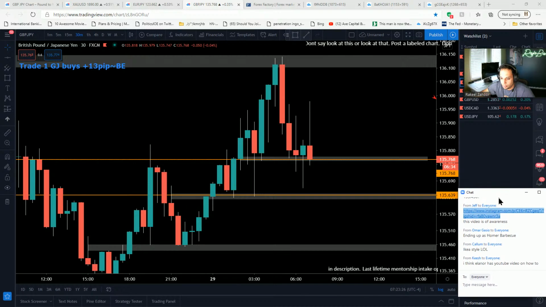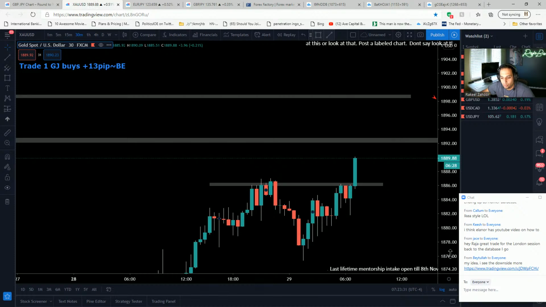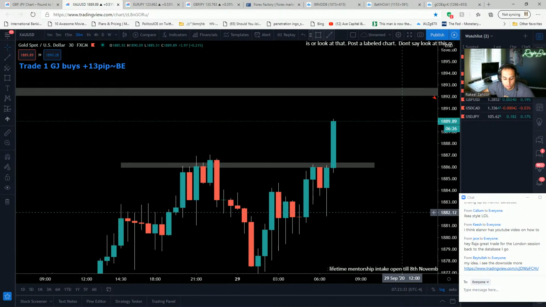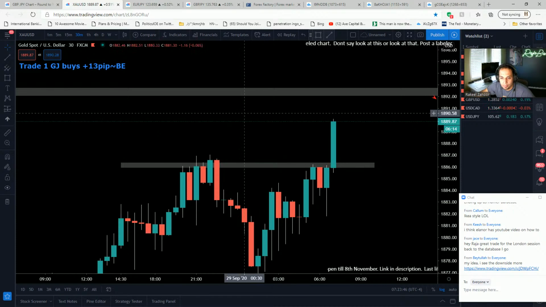If anyone is in this gold trade, secure some profits. Don't leave the entire money on the table. Secure some because you may have a rejection at around 1819. So don't be greedy. Secure some and enjoy your profits.